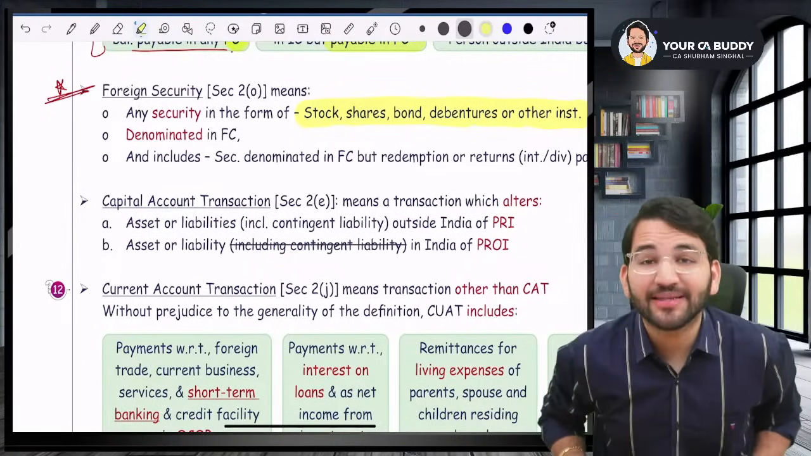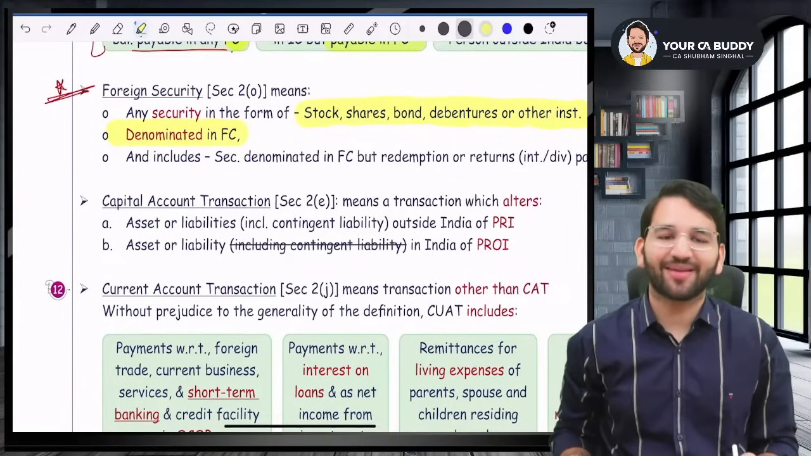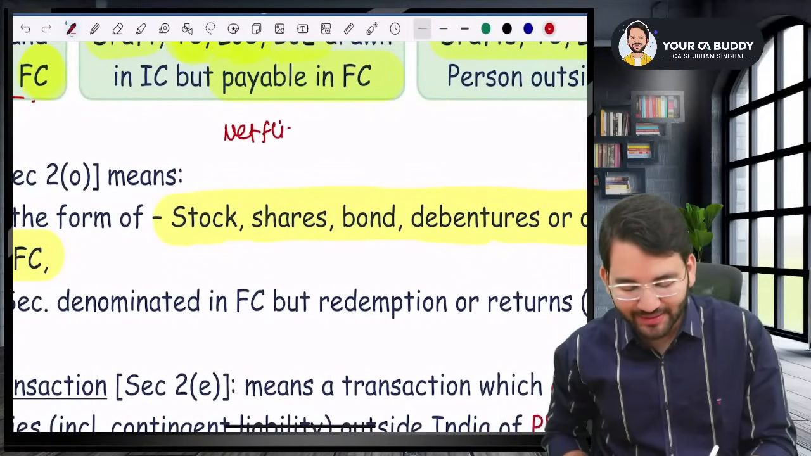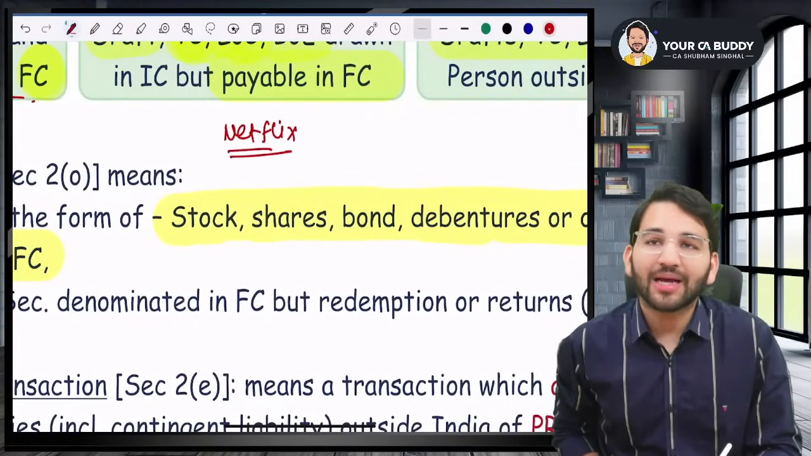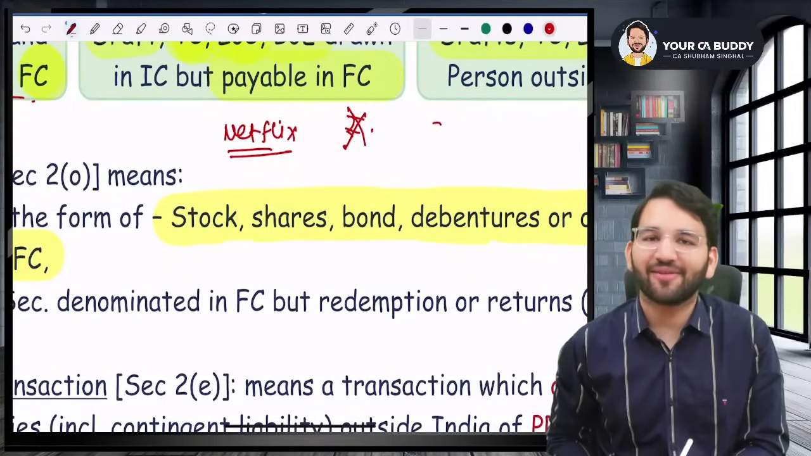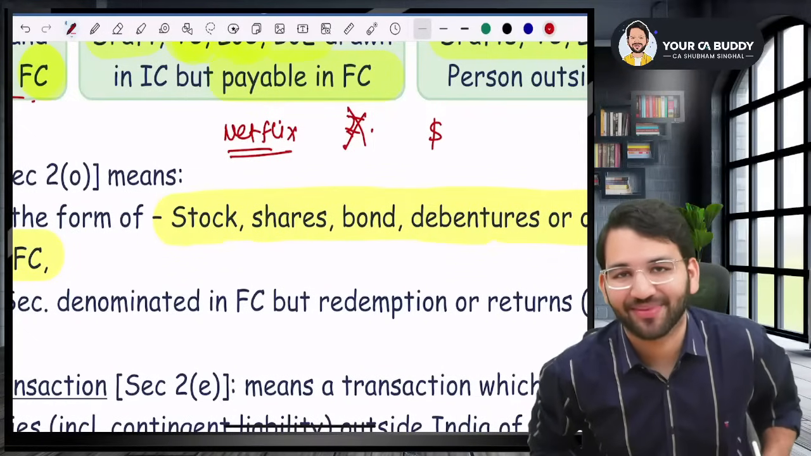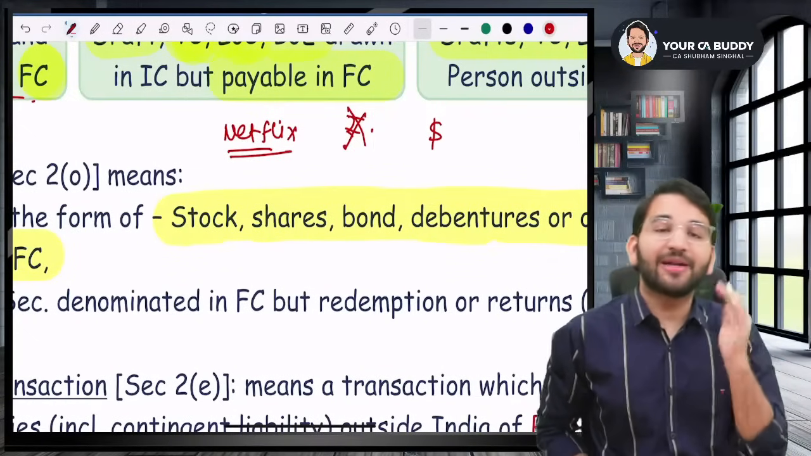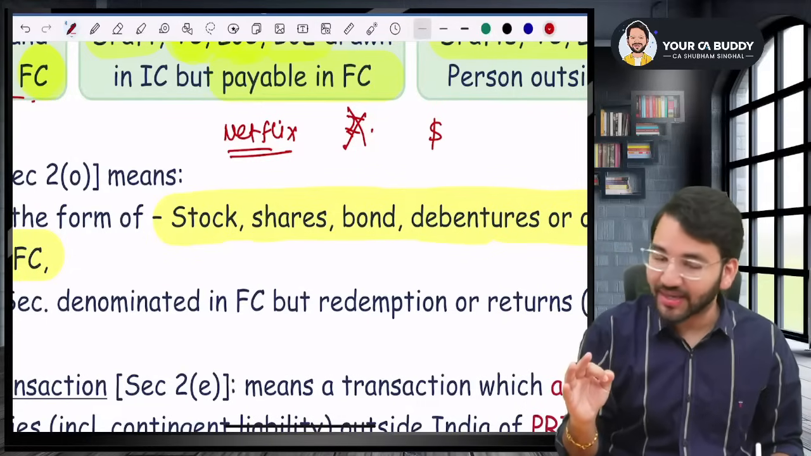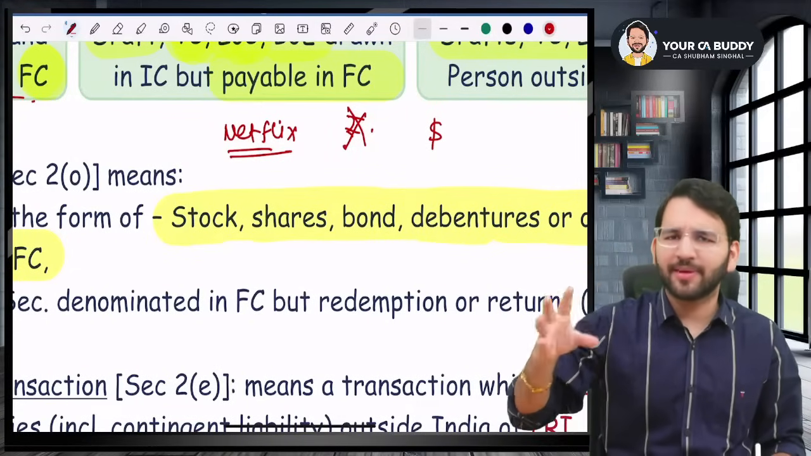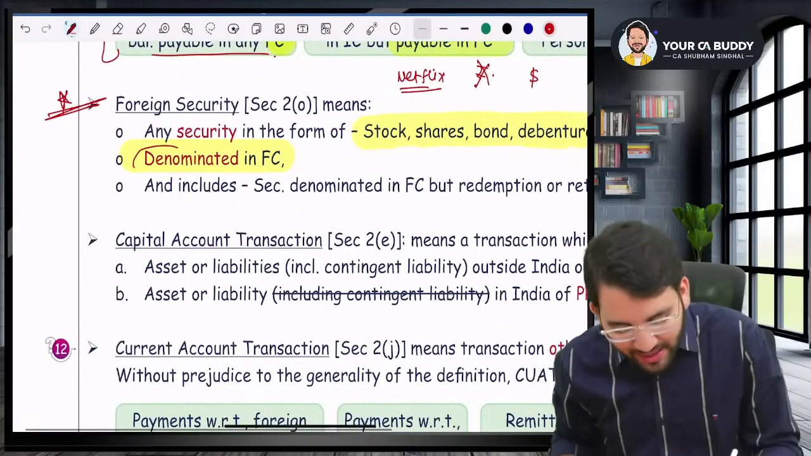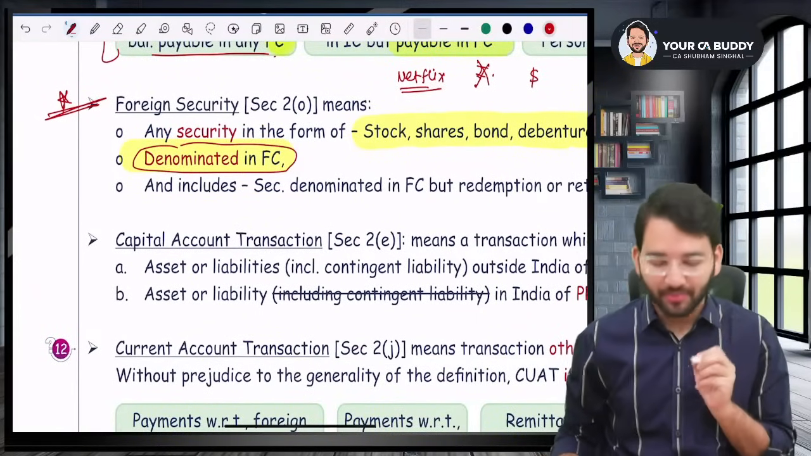Sir, foreign security means it is denominated in foreign currency. For example, sir, if I ask you, I want to purchase Netflix shares, can I purchase Netflix shares? Yes, sir. If you ask me for how many rupees we will get Netflix shares, I'll say no, you'll not get Netflix for rupees. You'll get Netflix for dollars. Reliance you can get for rupees, but Netflix you will get for dollars. So basically, foreign security means securities as in shares, bonds, debentures, anything which is denominated in foreign currency. Are you with me? Yes, sir.